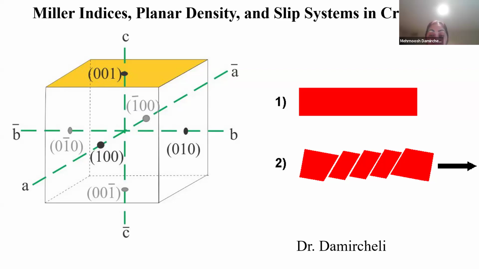Then we will connect these properties, planar densities, to slip systems, especially in the 111 plane groups and 110 direction family systems in FCC, and explain how these concepts relate to dislocations, plastic deformation, ductility, and brittle behavior that we have.